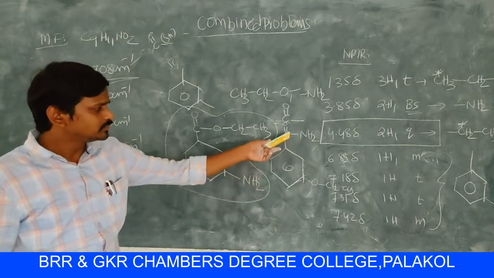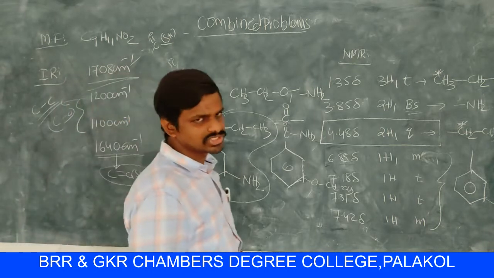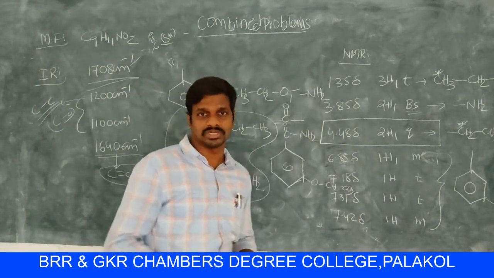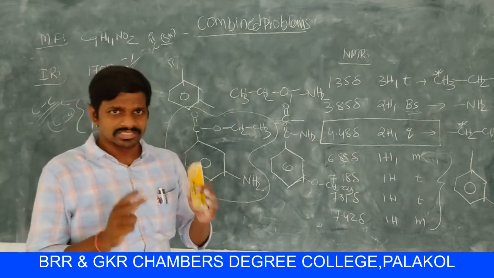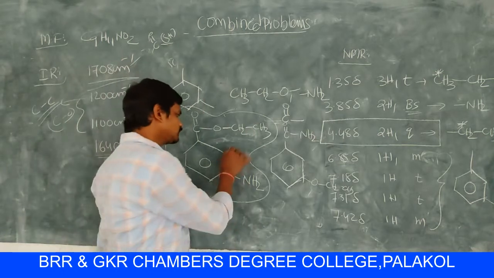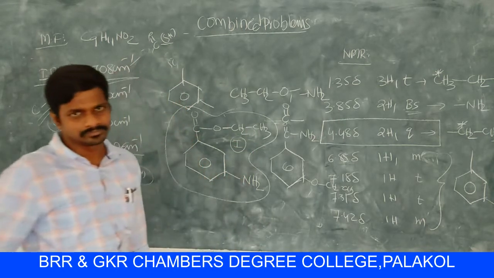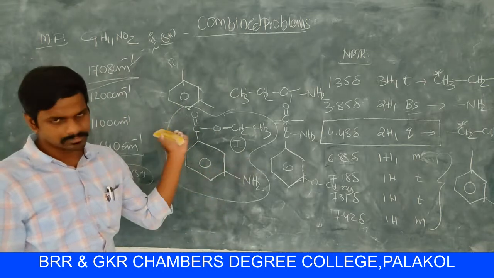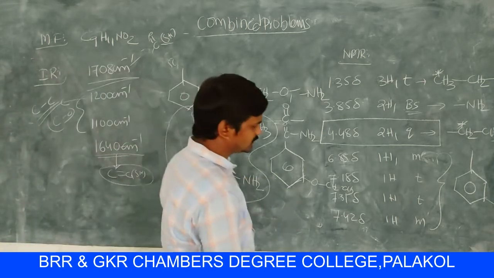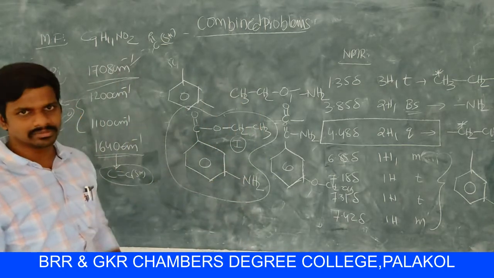But in the other structure, the functional group is an amide. Usually an aromatic amide exhibits a value at 1680 or 1685 centimeter inverse. So based on that simple IR value, you can confirm that the first structure is correct for our given data. The second structure does not match the NMR or IR data.